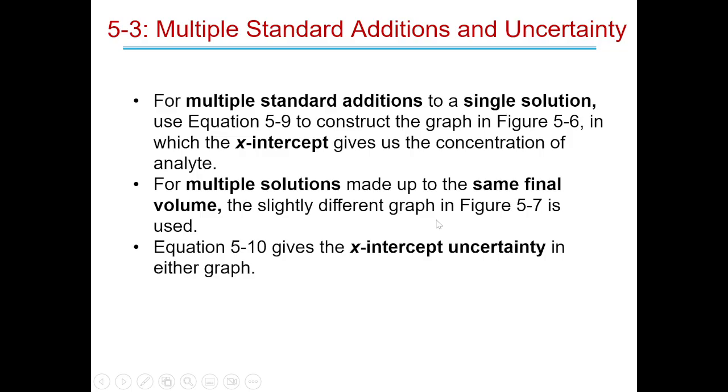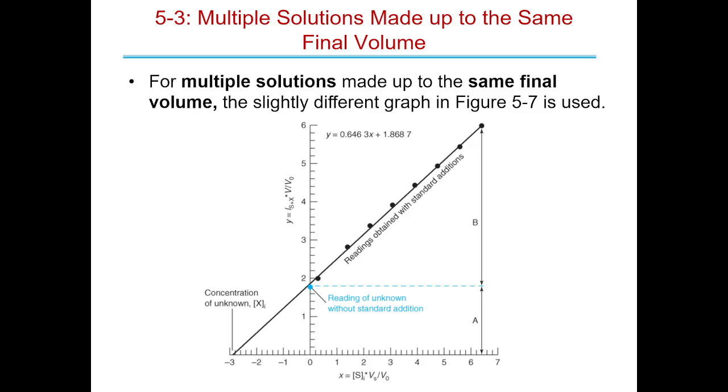For multiple solutions, we would make up the same final volume, and a slightly different graph in 5.7 would be used. So keep in mind, this one right here, 5.9, and the graph 5.6 is for multiple additions to a single solution. This one would be multiple solutions made to the same final volume, which is typically what you've done. The equation 5.10 will give the x-intercept uncertainty in either graph. This is the multiple solutions made up to your same final volume.